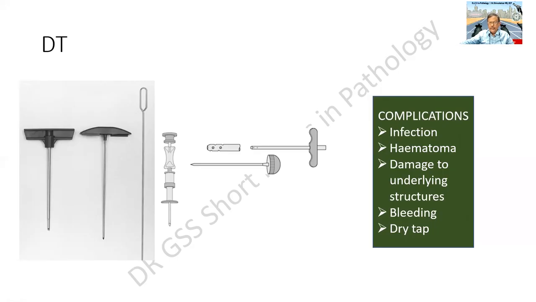Dry tap. This can be because of technical error, because of marrow fibrosis, or sometimes too much of cellularity also. The cells also can come and block the needle. So I'll have to withdraw the needle and go in a different direction or perform in a different site. So these are all the complications. You people will have to make a list of them.